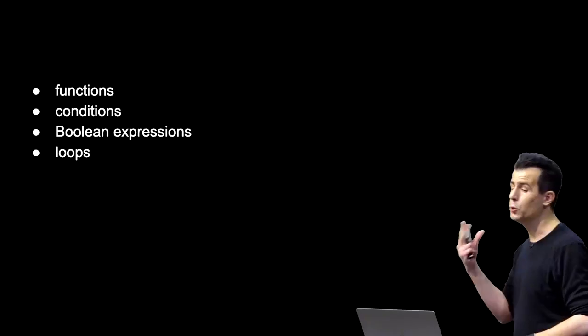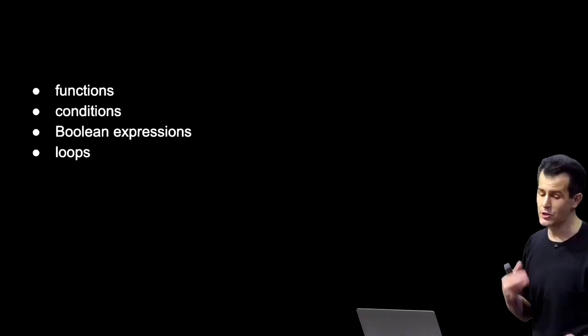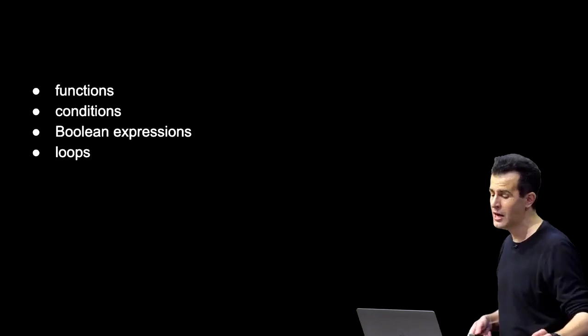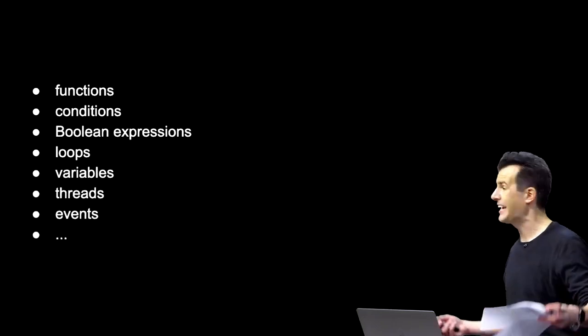But we'll see in all of the languages we look at in CS50, these things called functions and conditions, Boolean expressions and loops. And today, in just a moment, we'll also see some other features that we describe as variables, not unlike X, Y, and Z in math. Threads, which allow a computer to do, it would seem, multiple things at once. Events, and yet other features as well.